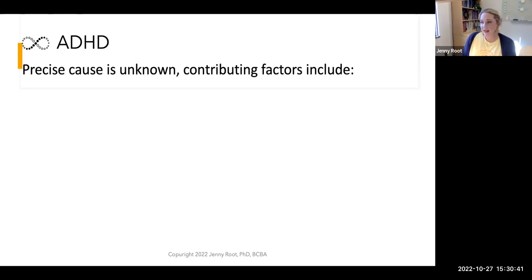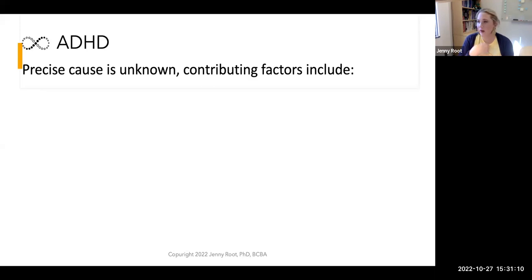ADHD is the next disability that I want to talk about. And I think it's one that, out of all of these, we have the most misconceptions about. I myself am included in that, as I'm continuing to learn and realize what stereotypes or misconceptions I had about ADHD. So the precise cause is generally unknown, right? We can't do a blood test for it, and there's no cure.